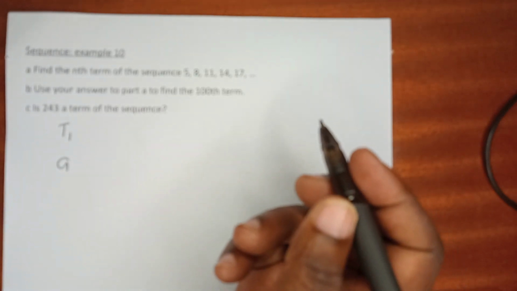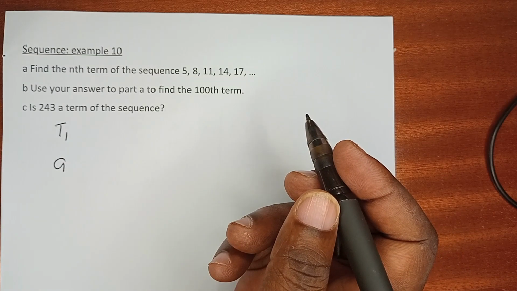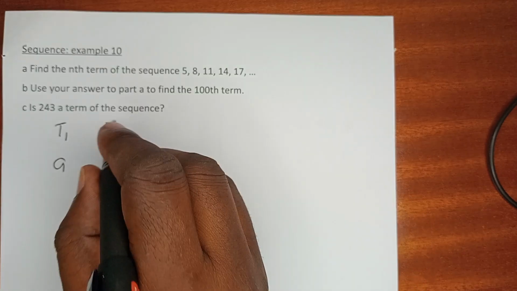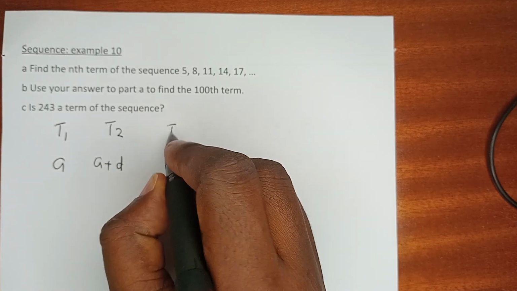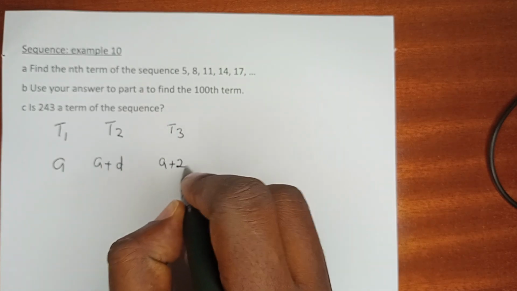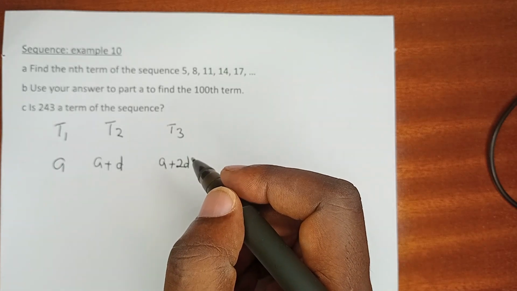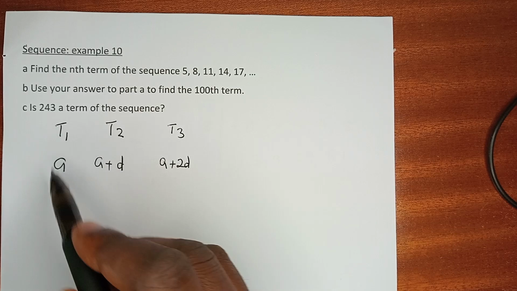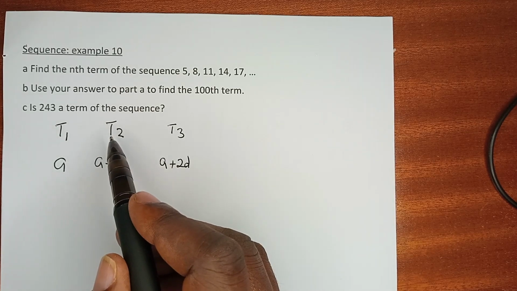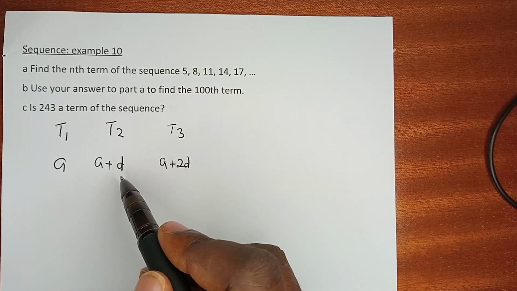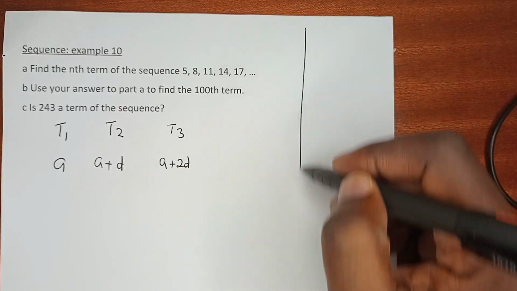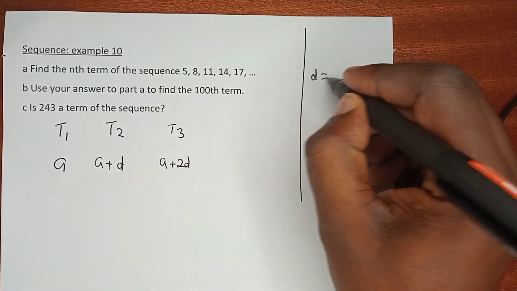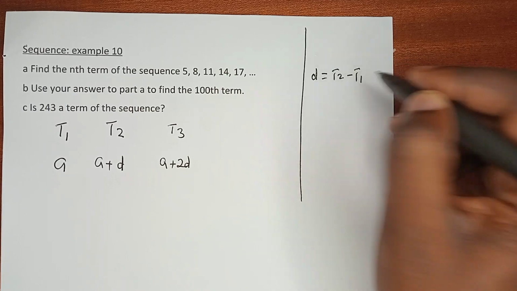Term 1 is actually A. Term 2 is A plus D. Term 3 is A plus 2D. And as you can see, term 1 has no common difference. Term 2 has a common difference because it is actually term 1 plus the common difference, because we have understood in the previous example that the common difference is term 2 minus term 1.